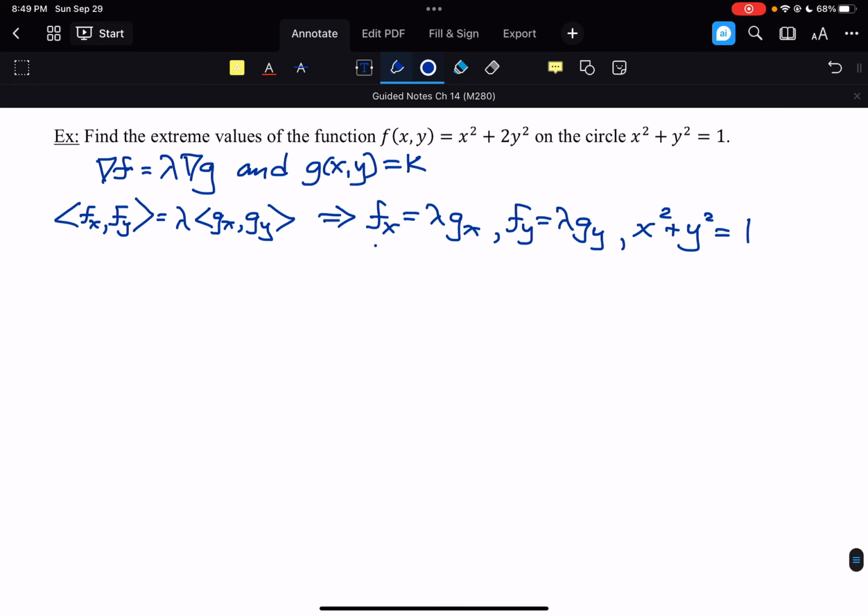So let's go ahead and set up these equations. So fx is 2x, gx is also 2x, so that's 2x times lambda. Fy is 4y, gy is 2y times lambda, and then x squared plus y squared equals 1 is still our constraint.